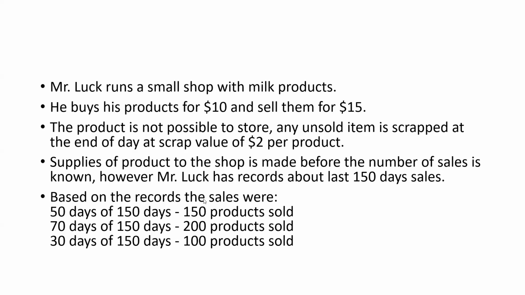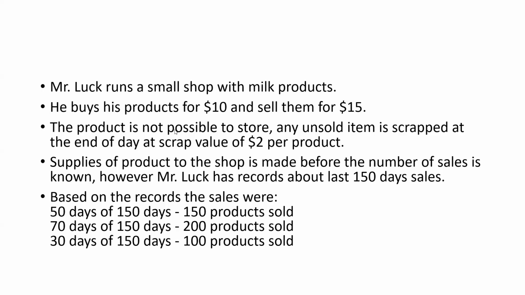So look at the question. Mr. Luck runs a small shop with milk products. So he's going to sell milk products. He buys his products for $10 and sell them for $15. So he buy at 10 and sell at 15, which means he has $5 profit, right?